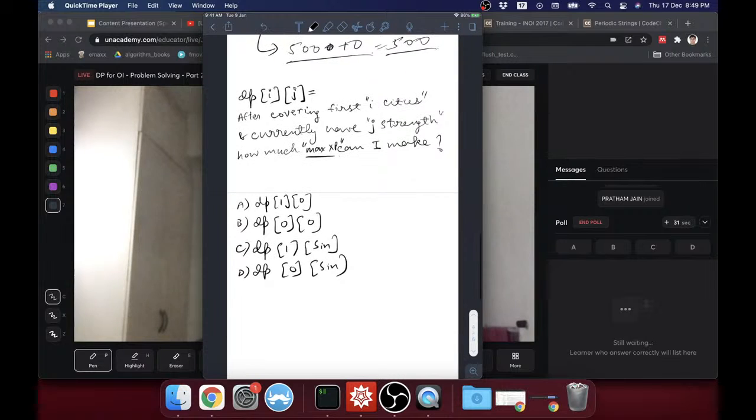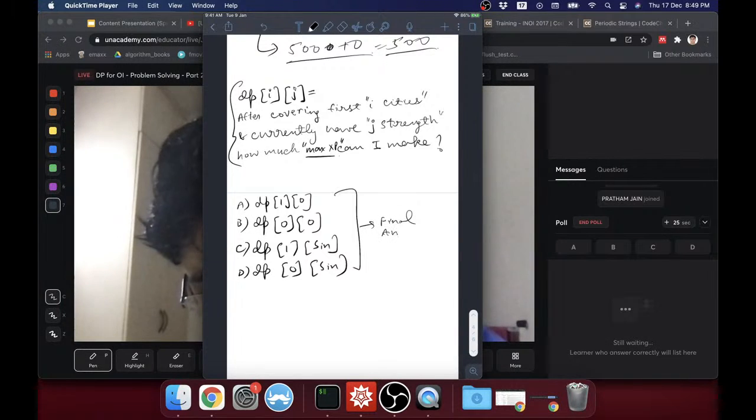But yeah, the question was, if this is your DP, which thing will store your final answer? What will you print for your final answer? If this was your definition of DP, that after covering the first i cities and currently having j strength, how much max XP can I make?